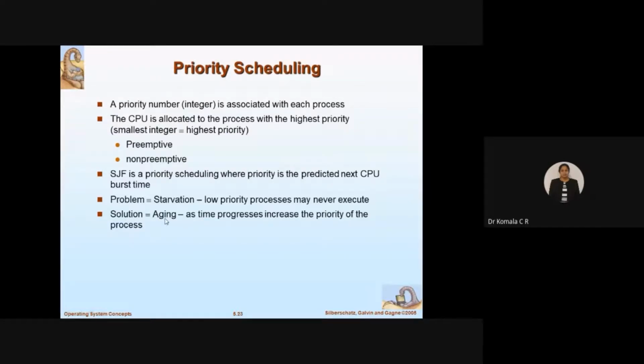What is aging? See, as time increases, these processes are waiting for more time. That means the age of the job also increased. So as time progresses, what will I do? Before, it was given low priority, maybe the highest integer, maybe it was 5. Now, as time progresses, I'll increase the priority of the process.